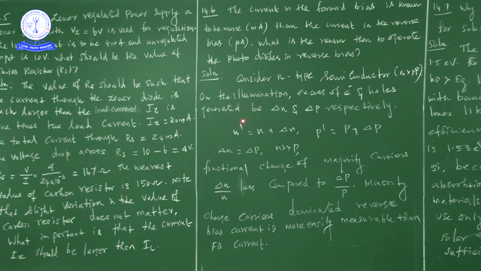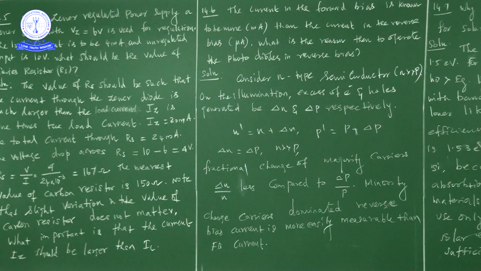On the illumination of light, excess electrons and holes are generated. When the photodiode is illuminated by sunlight, or any light, some excess electrons and holes will be generated. It can be represented as delta n and delta p. The number of electrons is represented by delta n, and the number of holes is represented by delta p.